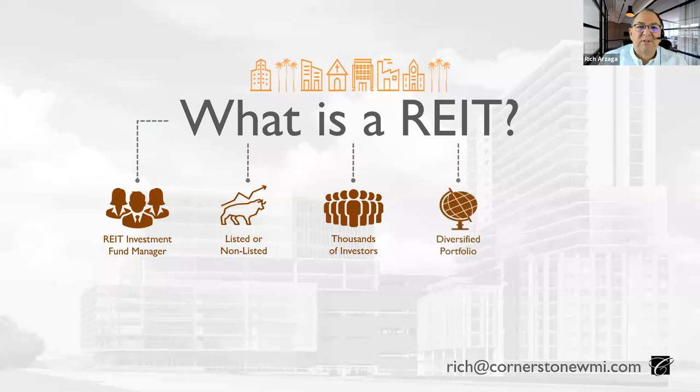The portfolios are diversified. One is that they don't just buy one or two or three properties, but REITs tend to buy dozens or hundreds of properties. And the value of these properties in aggregate is generally about half a billion to a billion or more dollars. So there's a lot of real estate at play. And because they invest in different properties in different parts of the country or even the world, they are diversified geographically.